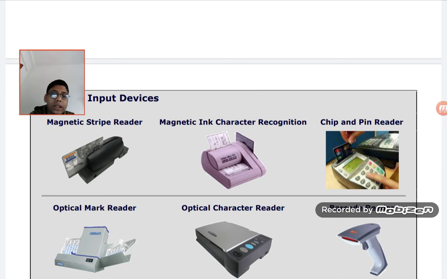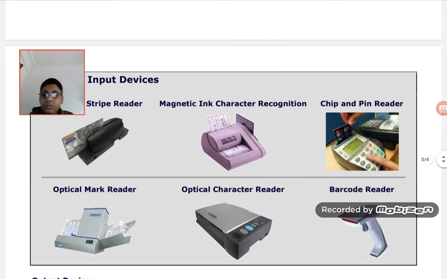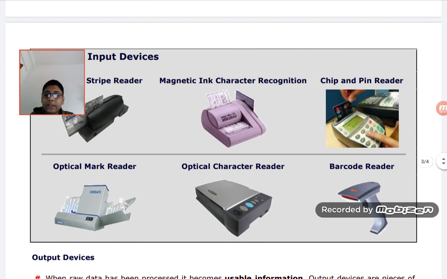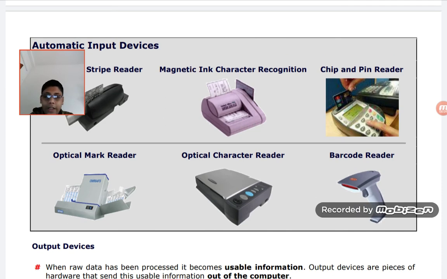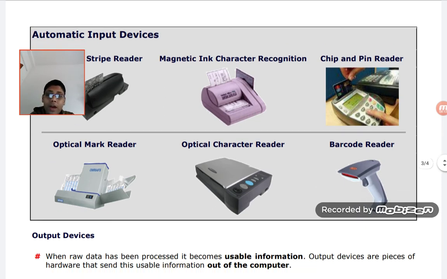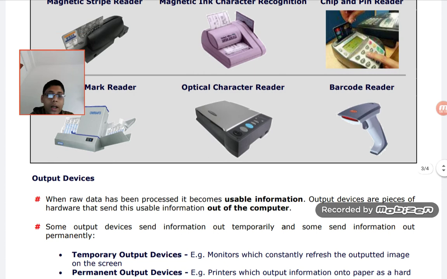Chip and pin reader. This is a reader. It reads and calculates, or even it is used to take out money. Optical mark reader. This is also an example. Optical character reader. Barcode reader. You know about the barcode reader in the shop, when they use this for scanning the barcode on the things.